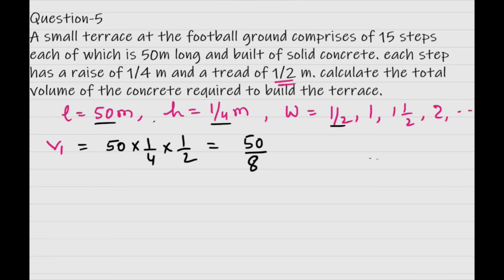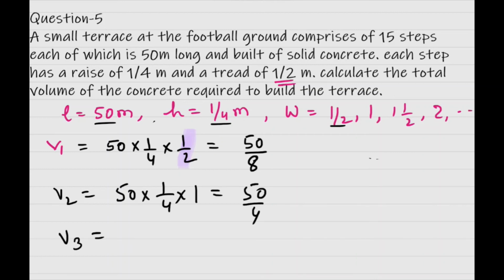Now see the second volume. Second volume will be 50 into 1 by 4, and this width is increasing. Width is increasing by half. So here your width will be equal to 1. So this will be 50 by 4. Now volume 3. Volume 3 will be 50 into 1 by 4 into 3 by 2. So this will be 150 by 8.